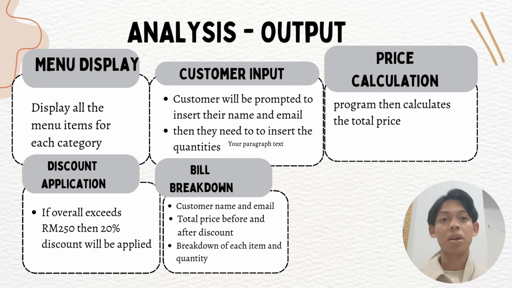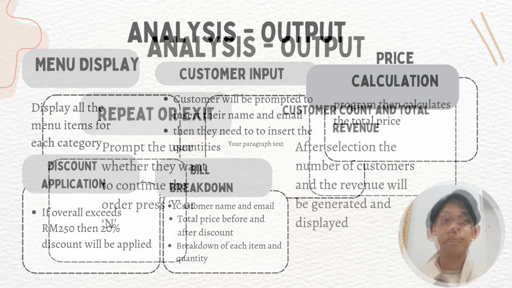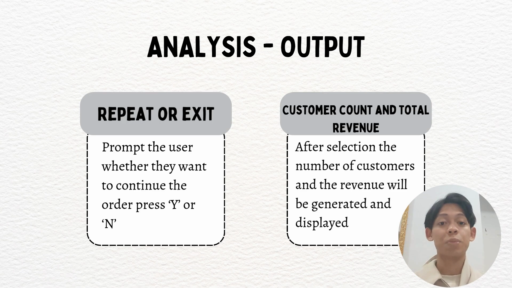The program will then calculate the total of prices from the menu items. Then the discount application: if the overall total exceeds 250 ringgit, then a 20% discount will be applied. Then the bill breakdown: the customer's name and email, the total price before and after discount, and a breakdown of each item and the quantity. Alright, next, the program will ask to repeat or exit.